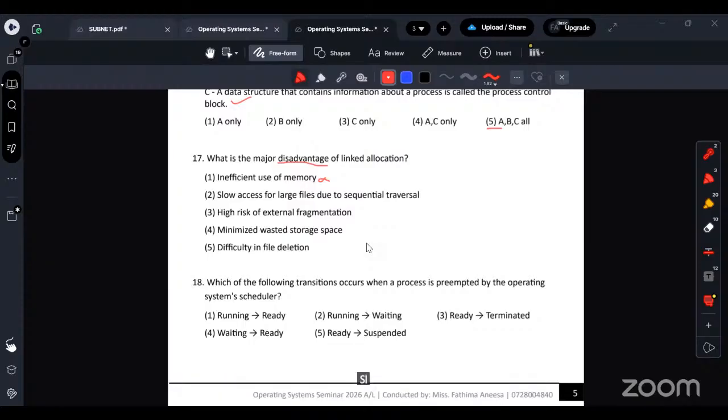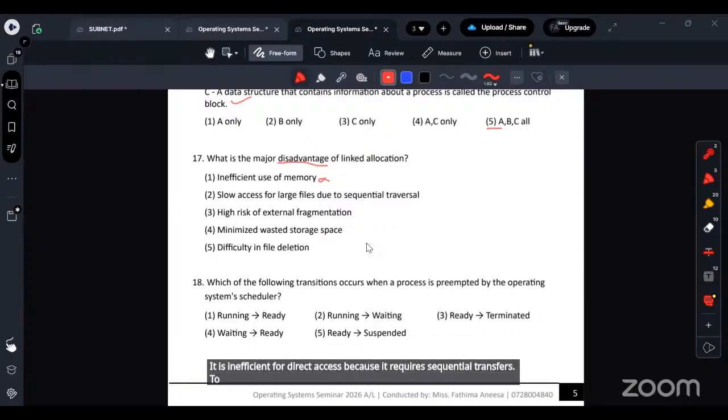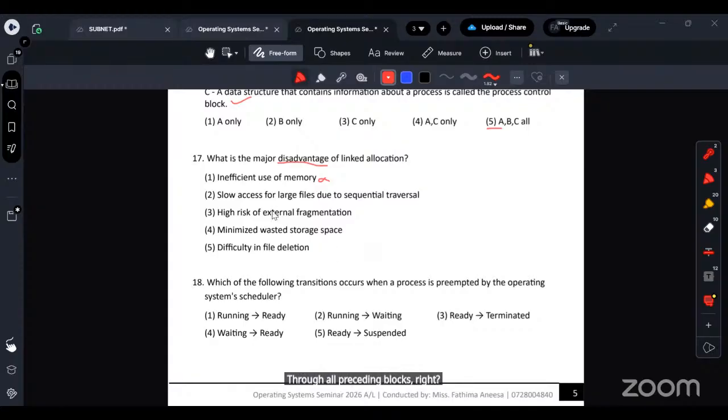slow access for large files due to sequential transfer. Sure. So yes, this is the major disadvantage of linked allocation. It is inefficient for direct access because it requires sequential traversal. To find a specific block, the system must follow pointers through all preceding blocks, right? So that is the major disadvantage.